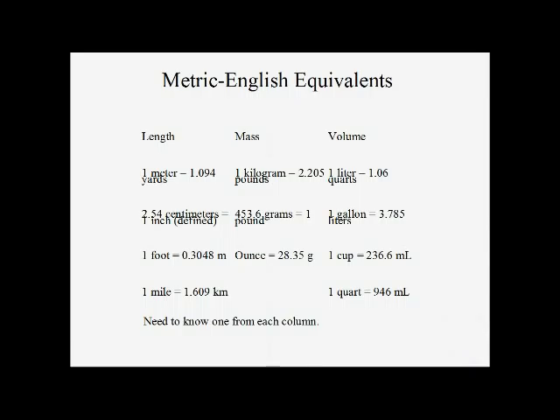Since this country still uses the old-fashioned English units, we need to be able to convert between the English units and the metric system. And if we know one of these conversions from each column, then we should be able to do pretty much any metric-English conversion. So a meter is slightly longer than a yard. A meter is 1.094 yards.